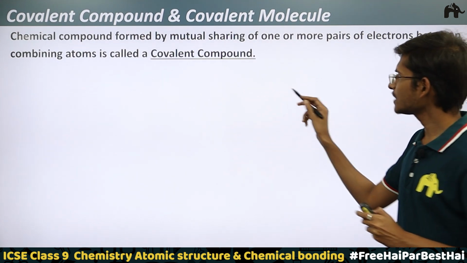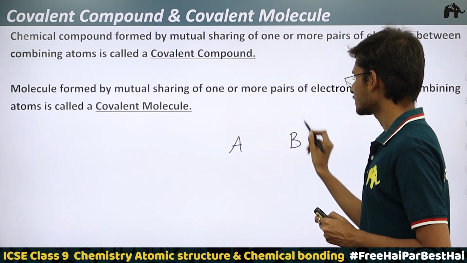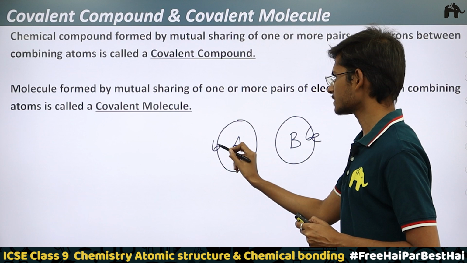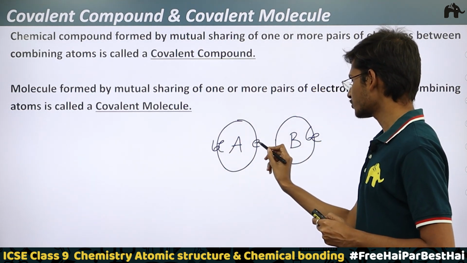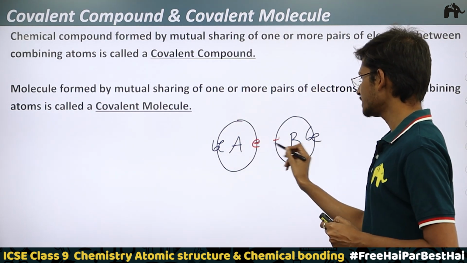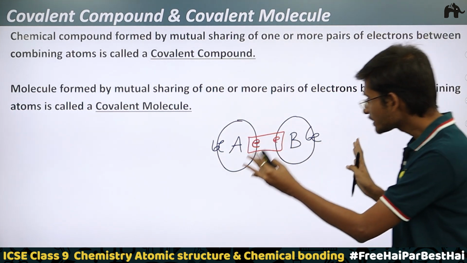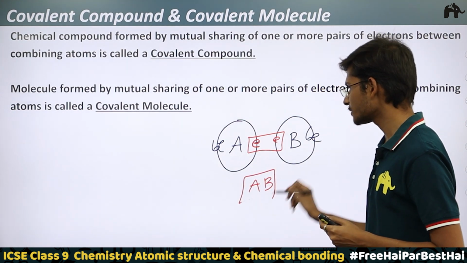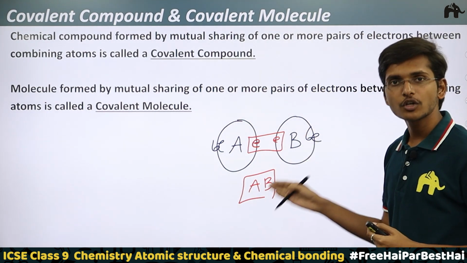So now in the same manner, I have taken the example of atom A and atom B. Here in atom A there were 6 electrons on this side. 1 electron of A is shared with B, this one, suppose I'm writing it in red, and 1 electron of B is shared with A. So this is a shared pair of electrons. So whenever a chemical compound, like suppose AB, is formed, because atom A and atom B are getting combined, they result in the formation of a chemical compound AB.